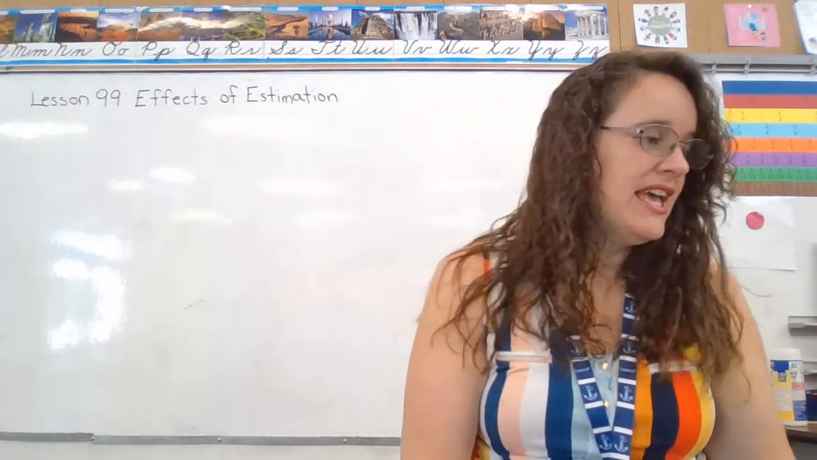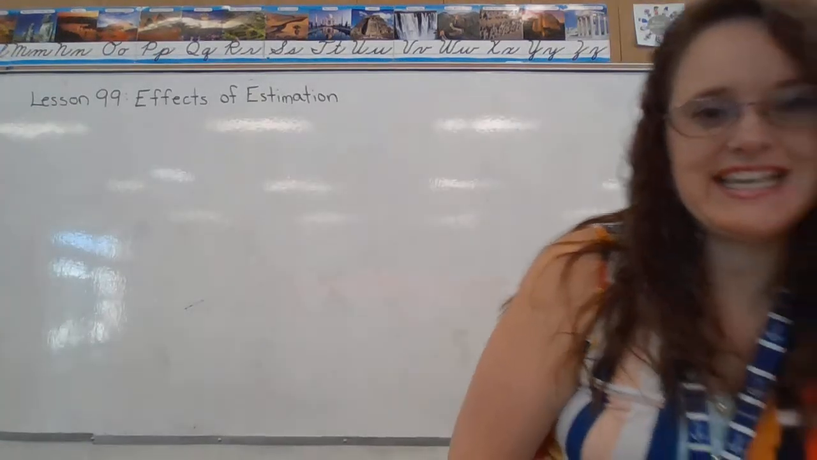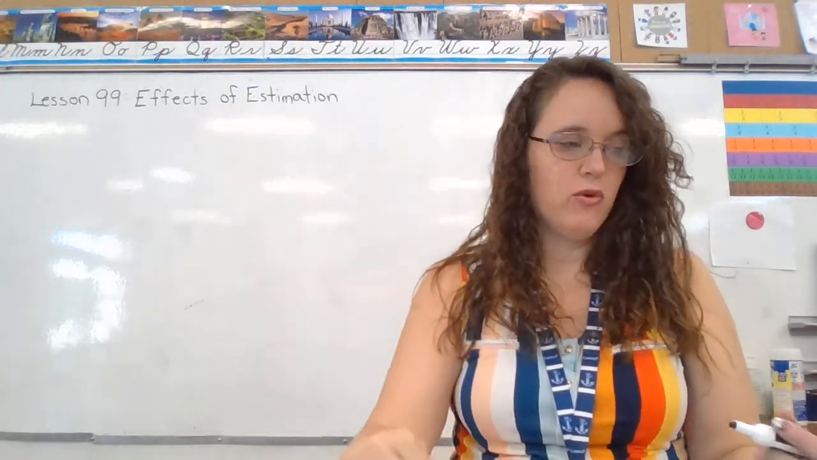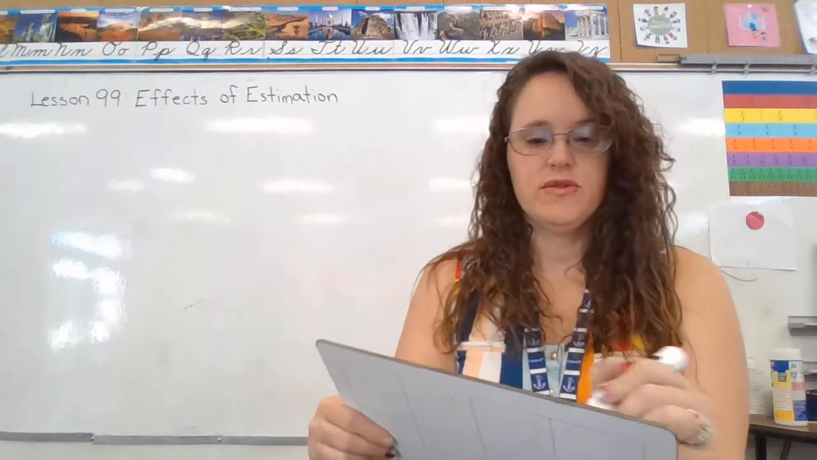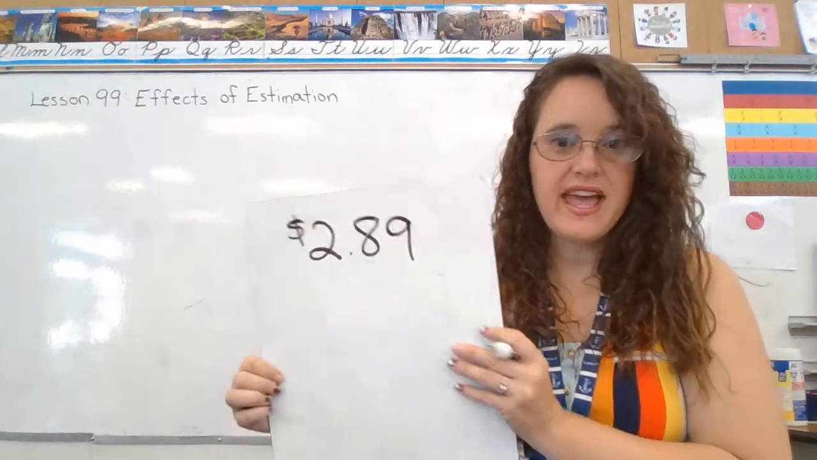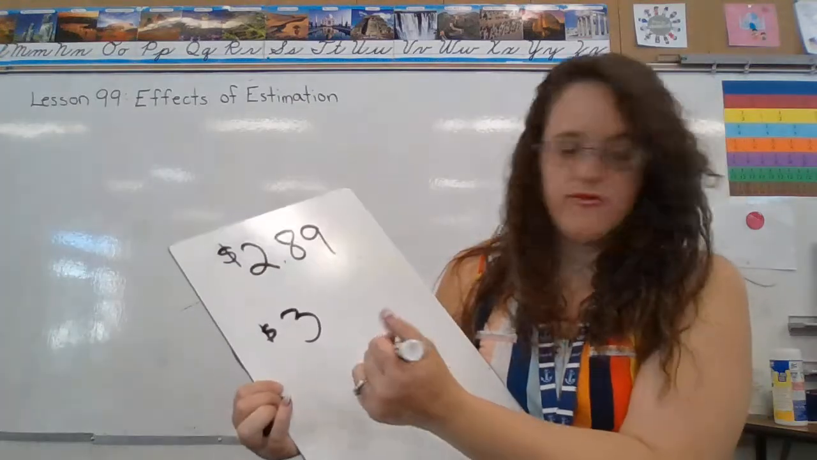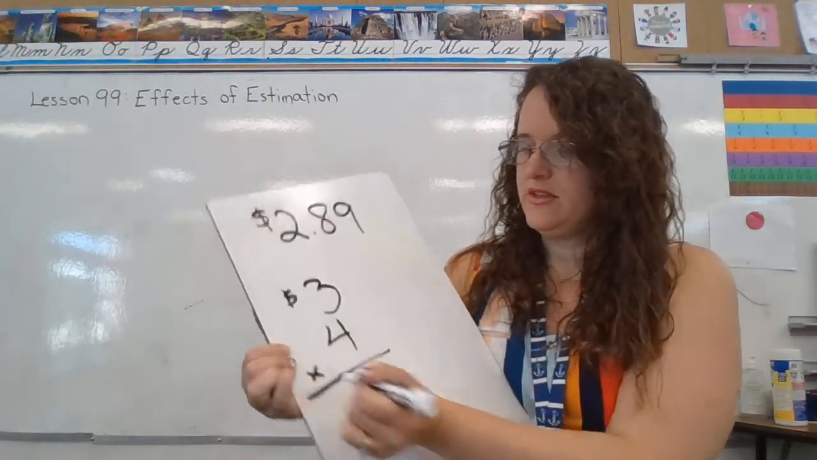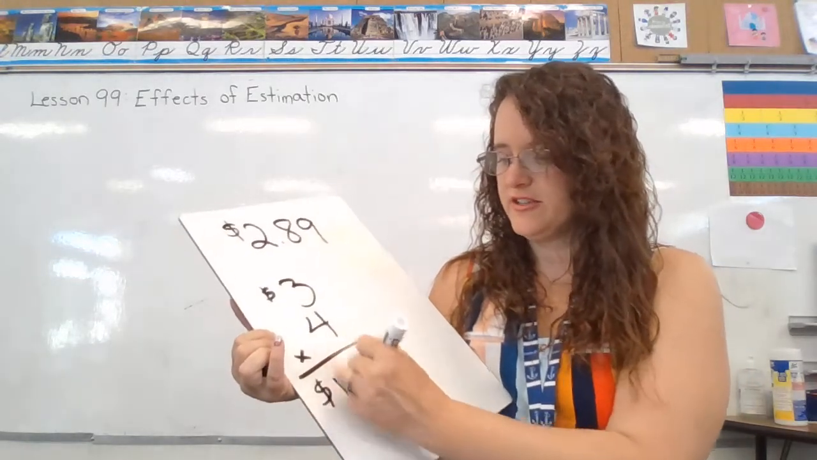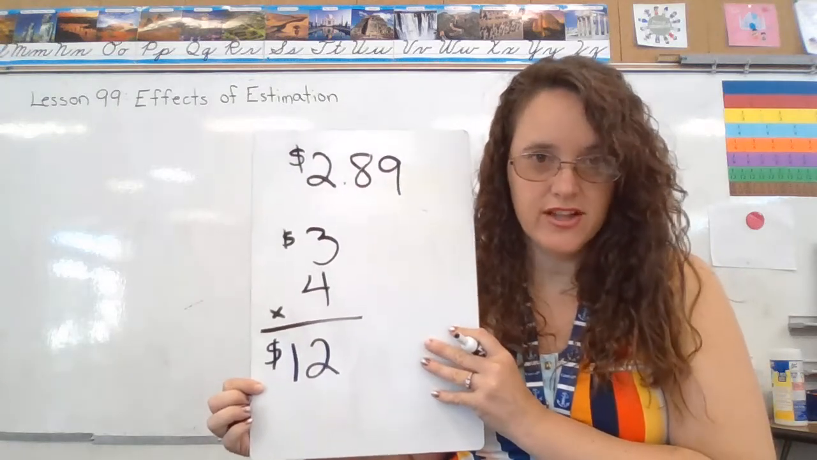So our first example says Deb bought 4 gallons of milk for $2.89 a gallon. To estimate the total cost, Deb multiplied 4 times $3. So the actual milk was $2.89 a gallon. In order to estimate, Deb rounded this to $3 and she bought 4 gallons of milk. So she said $3 times 4 gallons is going to be $12. So the 4 gallons of milk that she wanted to buy would be about $12.